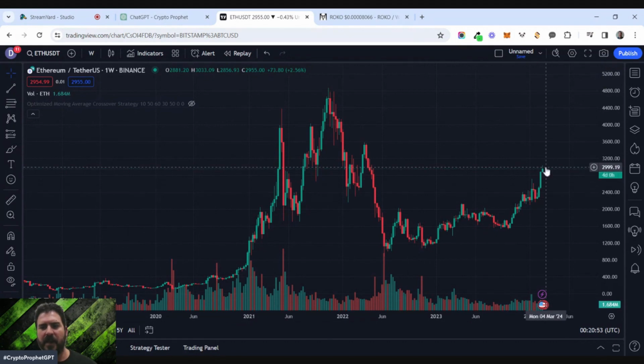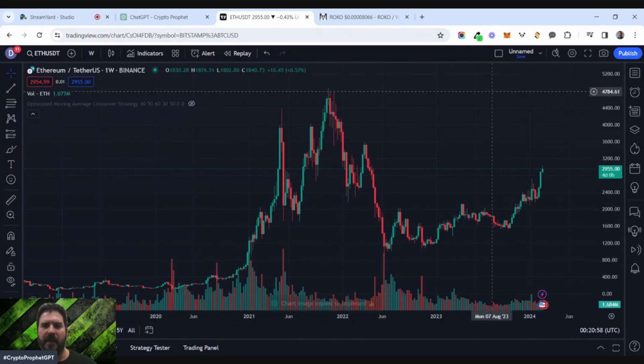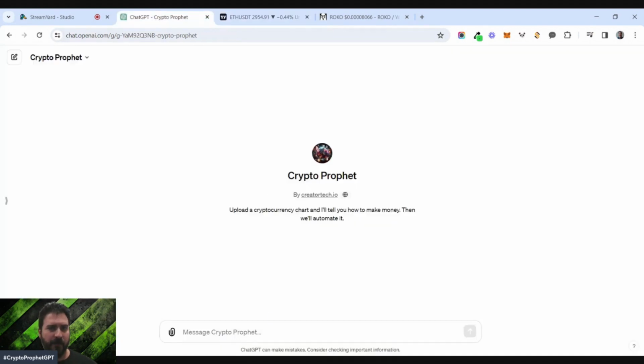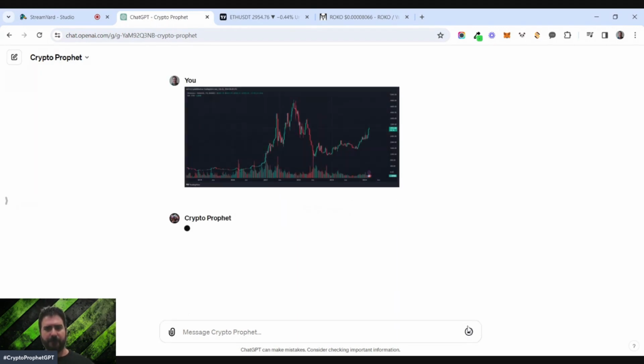You'll see Ethereum already had a pretty good run up, but let's take a quick picture. I go to the camera, copy image, then I go back over to Crypto Prophet and I paste it. I just paste that picture. I don't type anything at all. Paste that picture, press enter, and watch the magic that happens right here.